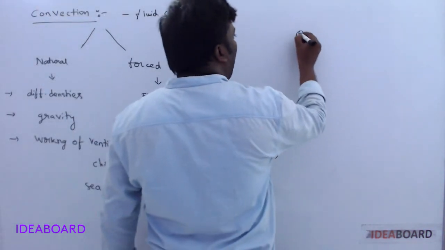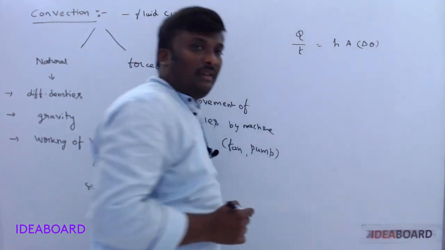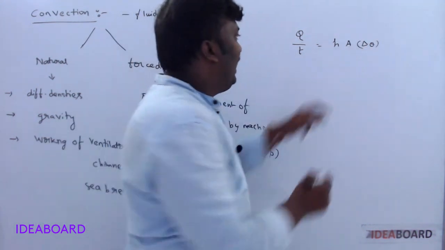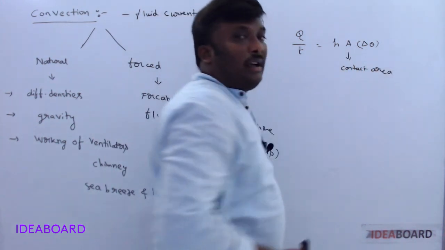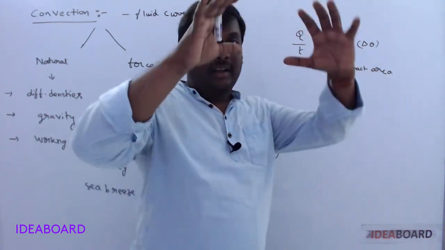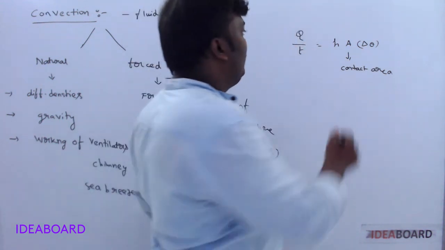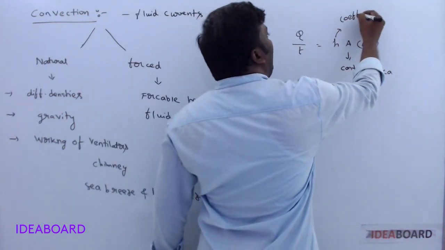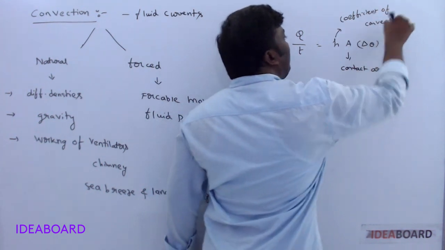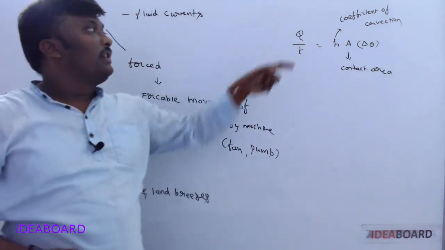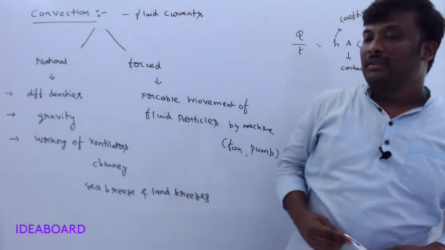For forced convection also, heat always flows. So Q by T here is h A delta theta, where delta theta is the temperature variation and A is the contact area, because the fluid is taken within a chamber, that's why it is the contact area. Q by T for fluid currents, h is the coefficient of convection. Previously I used K for conduction, here it is convection. Clear? This is about convection.